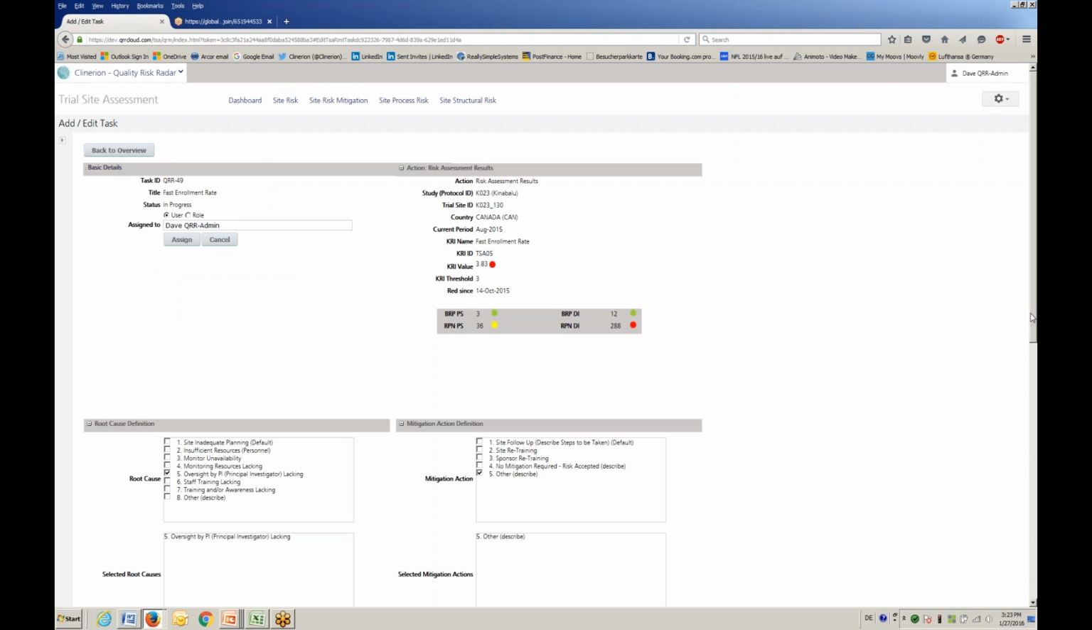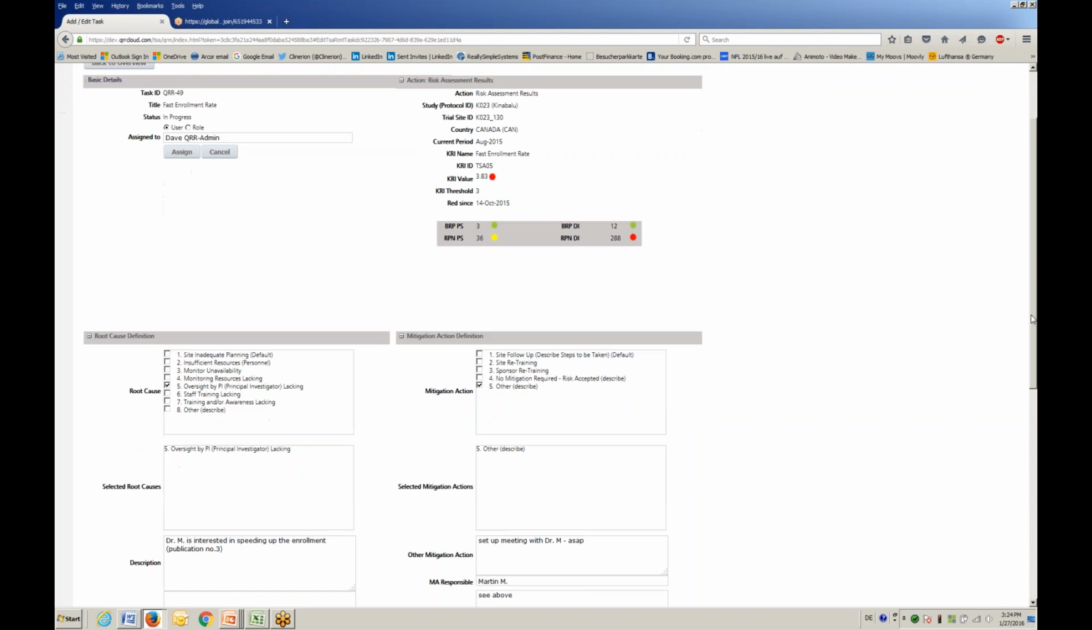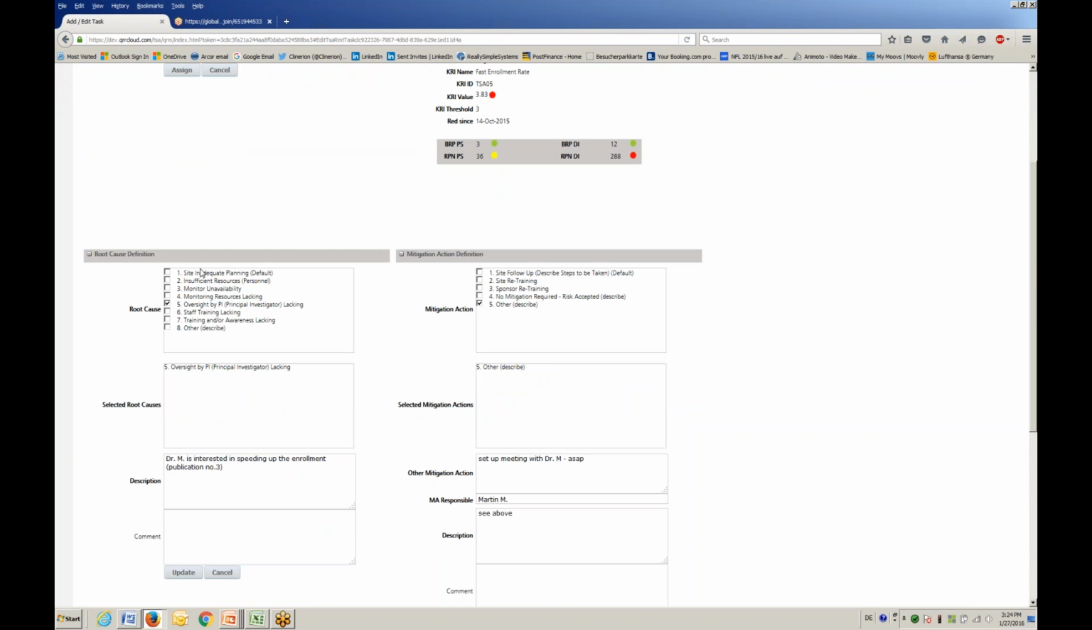And so what we can see here is, first of all, in this form, it gives you the opportunity to assign to various people, in this case assigned to Dave, giving you contextual information here, so the sites, which study, what was the results of this particular KRI, among other things. But more importantly, it's showing you here below the possibility to categorically document essentially that root cause or multiple root causes.